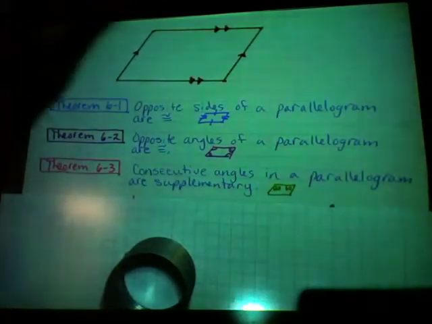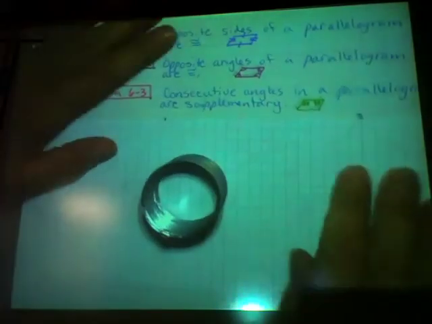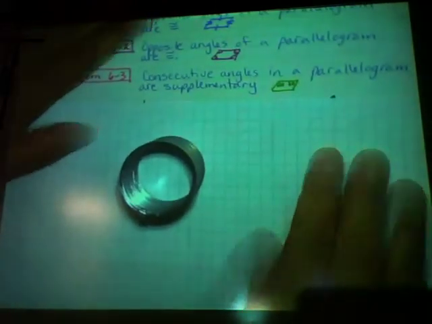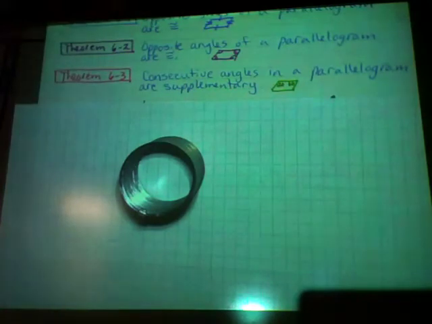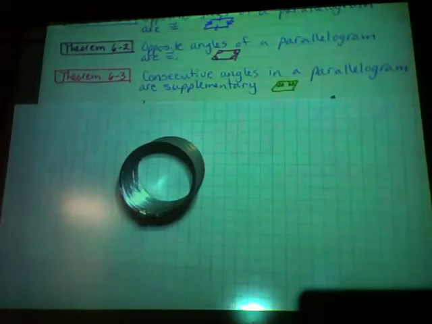So then 6.3 says that consecutive angles in a parallelogram are supplementary. Well, no duh, we just proved that, right? So that is your fourth characteristic. But one more to go, maybe two.